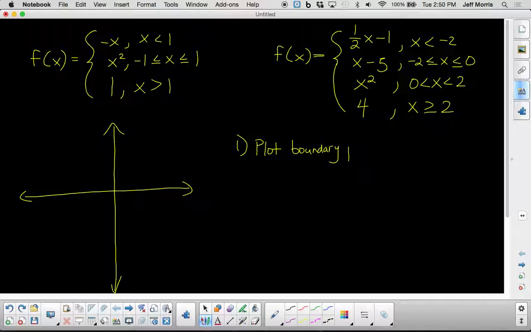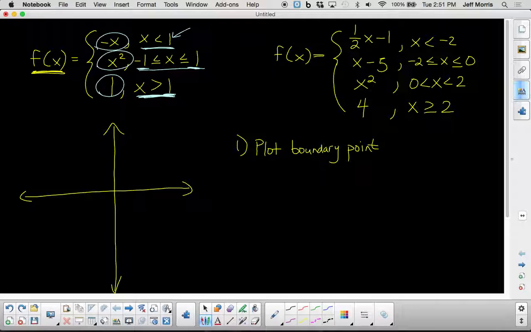That will really help. And what I mean by boundary points is, remember a piecewise function, you have f of x, and this piecewise function has three pieces to it: negative x, x squared, and 1. Each one of those pieces has boundaries. This first boundary is x is less than 1, so that 1 is the boundary. This next piece has the domain negative 1 less than or equal to x less than 1, so it has two boundaries, negative 1 and 1. And this third piece has this as a domain, and its boundary is 1. So the boundaries are what are used to tell you what x can and can't be.